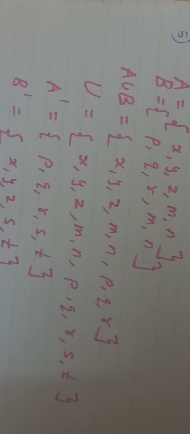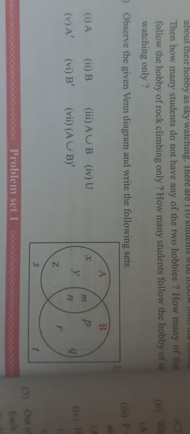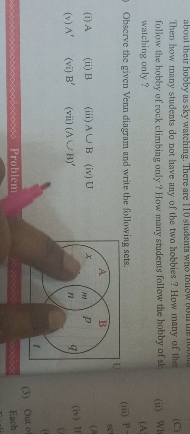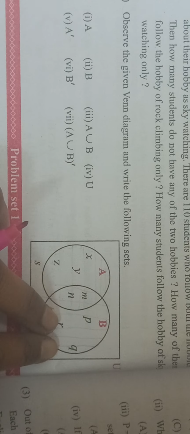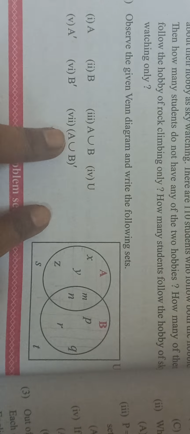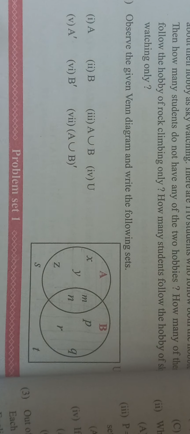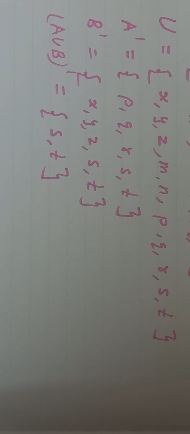Now the last one is A union B complement. So what is there in A union B? In A union B, X, Y, Z, M, N, P, Q, R. All this is there in A union B. So what is there in A union B is not going to be in A union B complement. So what will remain? S, comma, T. So we will write A union B complement is equal to S, comma, T. Okay, so this way we have completed the 5th sum.